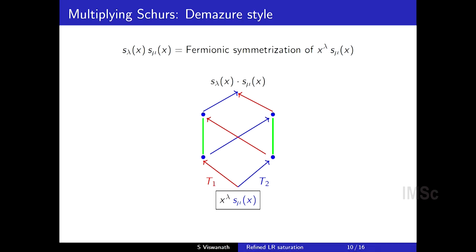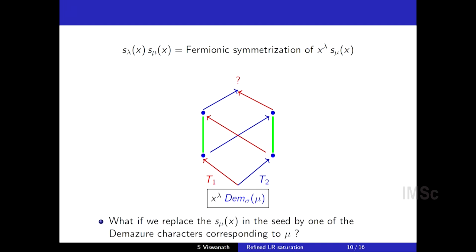So here's the answer. The same hexagon, you run the same machine, T1, T2, T1, but you start with this as the seed. You start with x to the lambda times S mu of x. And then you run this machine, what you will get at the top, the apex, is the product. If you did this with just this monomial x to the lambda alone, what you get at the top is just S lambda. Okay, but now we want the product on the top, so we have to start with this particular guy on the bottom.